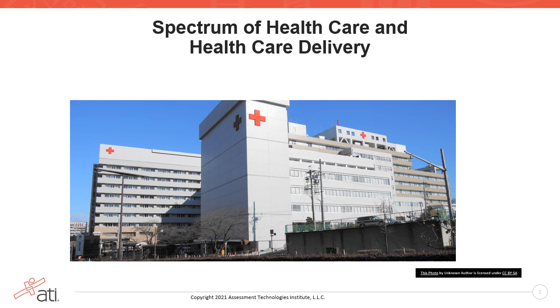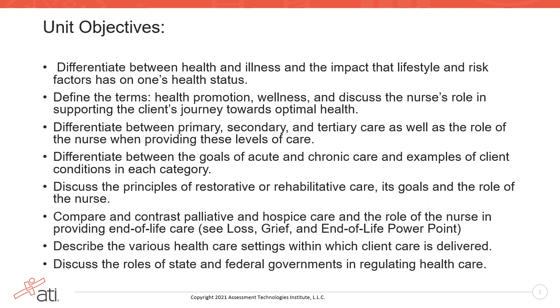Okay, this time we're going to be talking about the spectrum of healthcare and healthcare delivery. The unit objectives for this is to differentiate between the health and illness definitions and the impact that lifestyle and the risk factors have on one's health status. We're going to define terms like health promotion, wellness, and discuss the nurse's role.